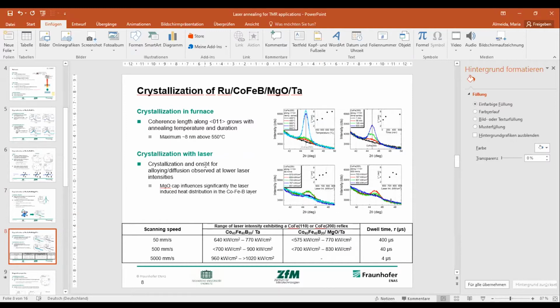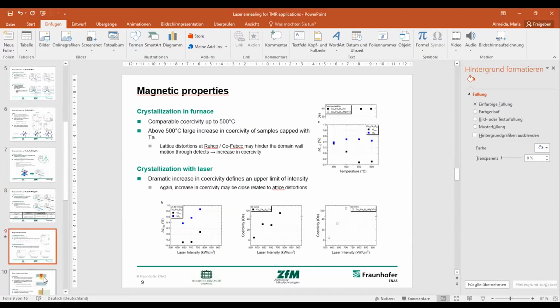What we also noticed is that in the case of crystallization with laser, the MgO has different thermal properties, so it hinders the thermal conduction a bit. Because of that, we have a shift of the onset of crystallization, but also the onset of alloying or diffusion, to lower laser intensities. Thinking forward about how we want to apply this in our devices, this is also a crucial aspect that we need to take into account once we have other passivation layers.